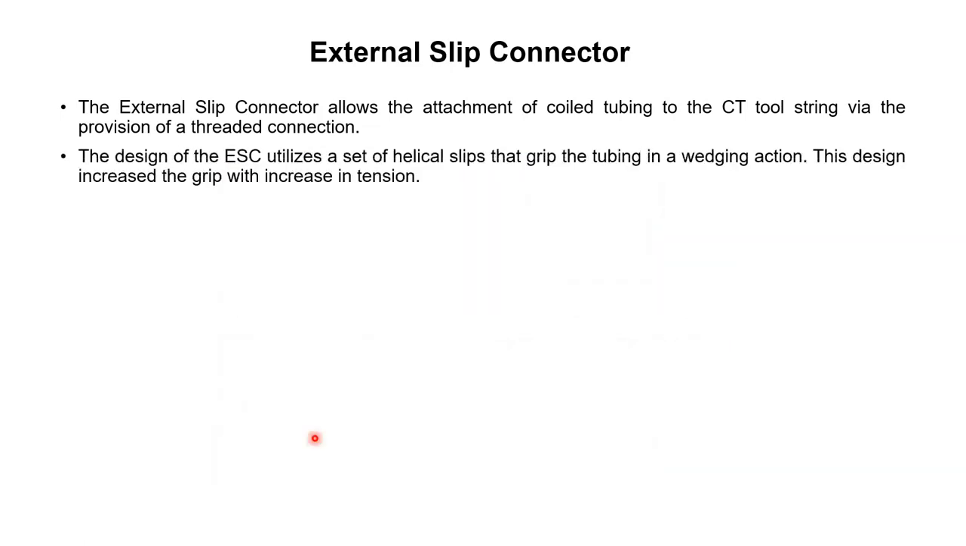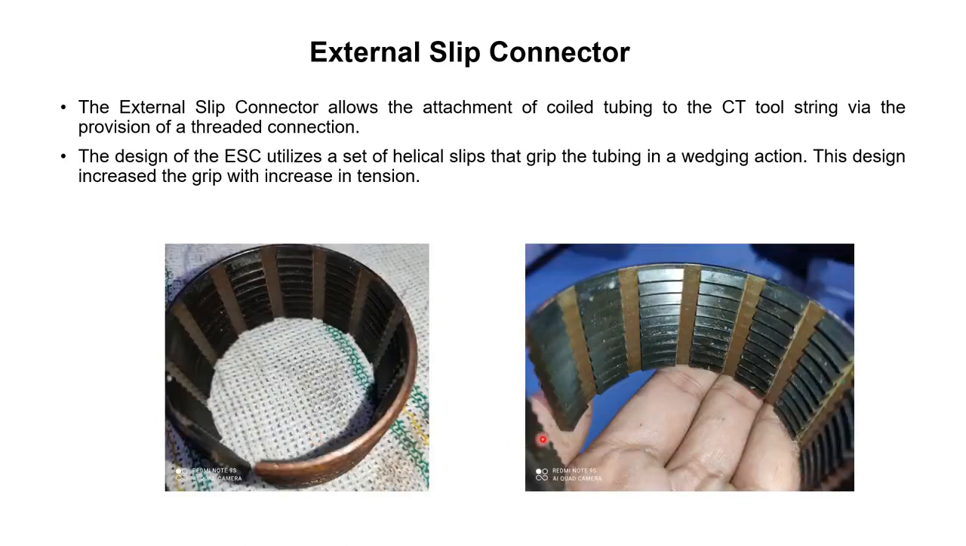The design of external slip connector utilizes a set of helical slips that grip the tubing in a wedging action. Here are the slips which are used in the external slip connector. So we can see that they have the wedging action, wedges inside it. And the design is such that when the tension is increased in the connector, the grip of these wedges increases on the CT string.